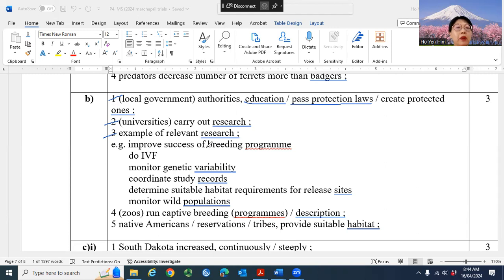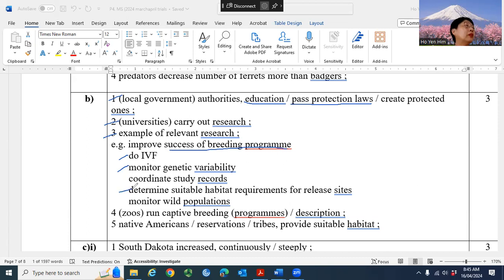So to increase the number, we have to improve the success of the breeding program, like research on doing IVF, research on monitoring genetic variability, because when you want to cross them, we make sure that the two parents are genetically variable to reduce chances of inbreeding depression. Okay.